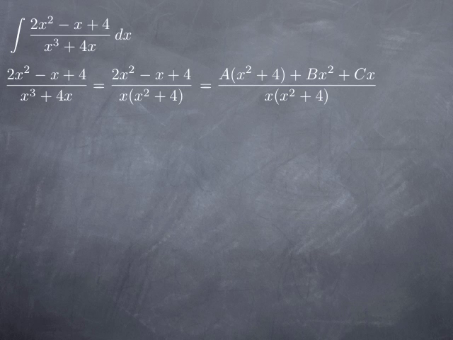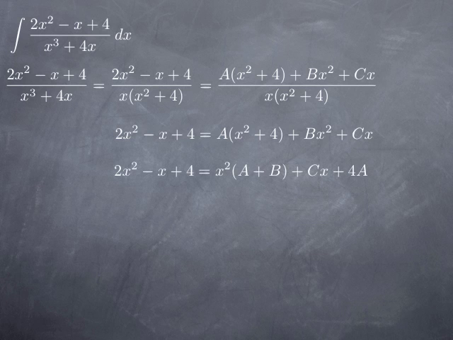So now we have two fractions with the same denominator. That means that the numerators are equal. So 2x squared minus x plus 4 is equal to A multiplied by x squared plus 4 plus bx squared plus cx. We have an equality between two polynomials of degree 2, and these polynomials are equal if the coefficients of corresponding degree are equal. So we're going to rewrite the right-hand side in standard form for a polynomial. That is, we look at the terms in x squared together, the terms in x together, and the constant term together. For x squared, you see that we have Ax squared plus bx squared. So the coefficient of x squared is A plus B. The only term in x is cx, and the only constant term is 4A.